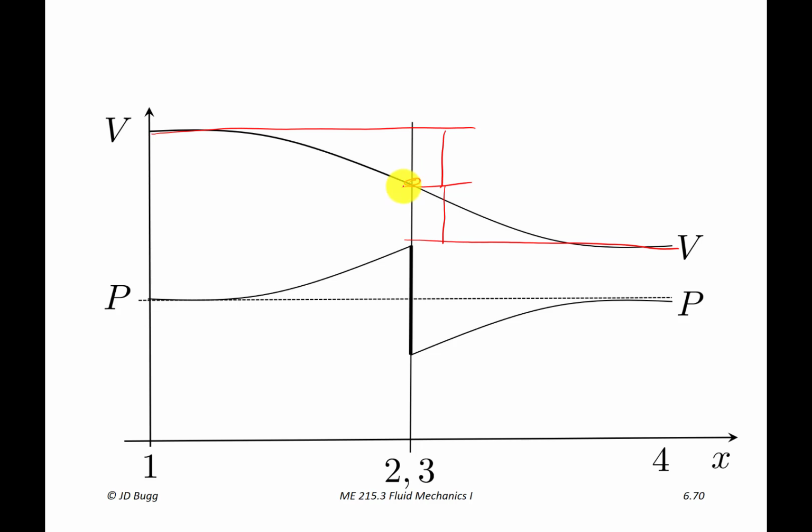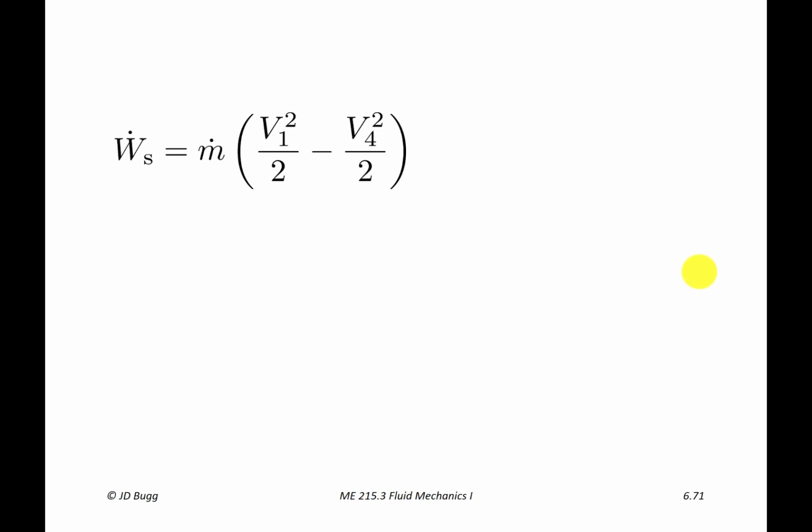So this velocity here is halfway between this one and this one. So that's an important thing to understand about fundamental operation of these types of machines. Now we're going to apply conservation of energy one more time, but we're going to apply it all the way from 1 to 4, so the entire control volume.